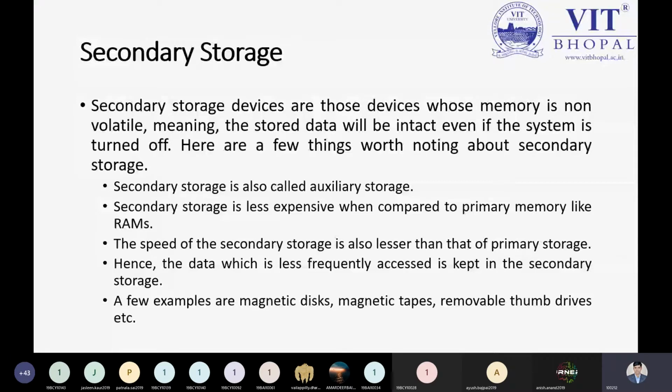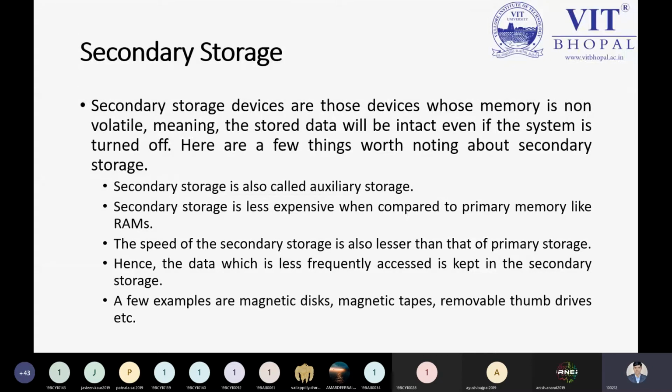Now, data which is less frequently accessed is kept in the secondary storage. Definitely, when we need to store the data permanently, or we are looking for the data for future purposes, we use secondary memory. A few examples are magnetic tapes and removable thumb drives. These are the best examples of secondary storage. So this is just the idea about secondary storage that I have spoken about here.